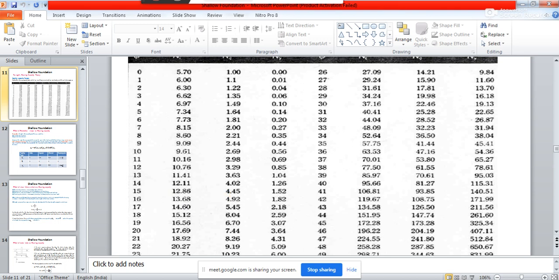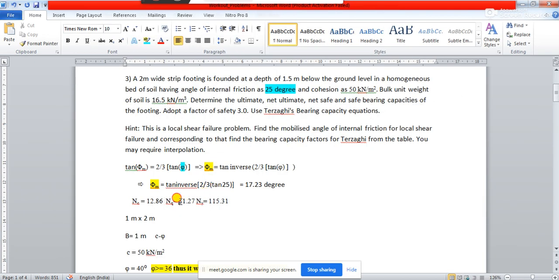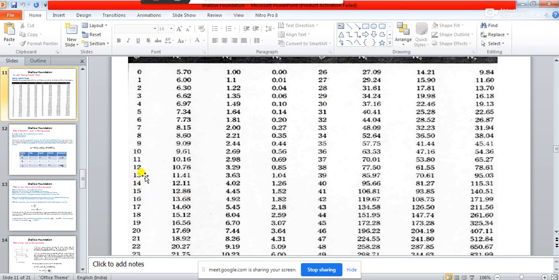4.45, right? 4.45. So it is 4.45. And what is the value of N gamma? Sir, N gamma is 1.52.